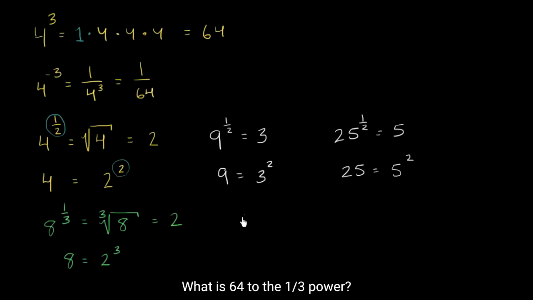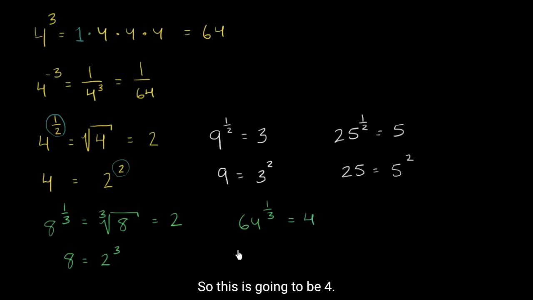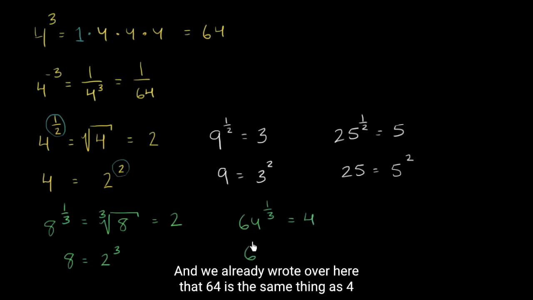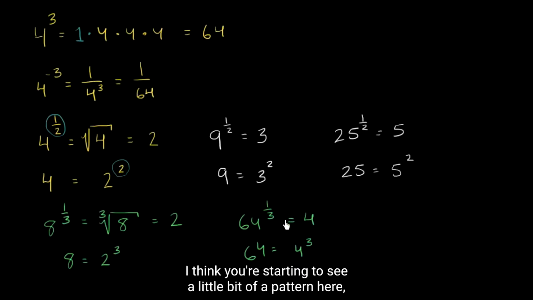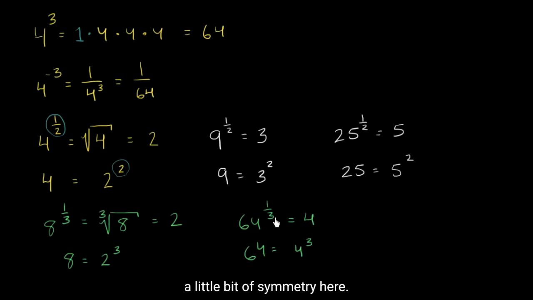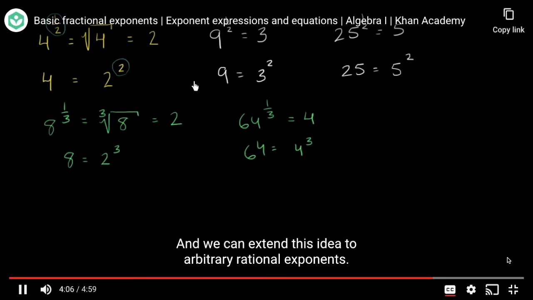What is 64 to the 1/3 power? Well, we already know that 4 times 4 times 4 is 64. So this is going to be 4. And we already wrote over here that 64 is the same thing as 4 to the 3rd. I think you're starting to see a little bit of a pattern here, a little bit of symmetry here. And we can extend this idea to arbitrary rational exponents.